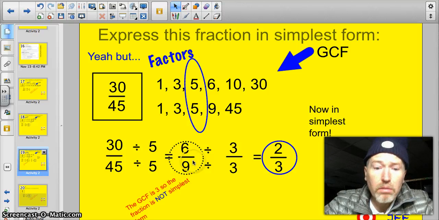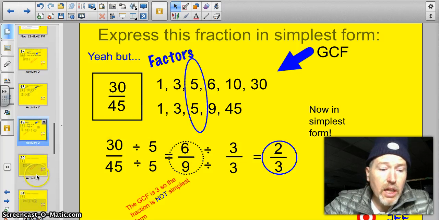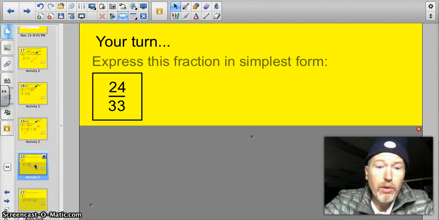All right? So I usually just jump in someplace, especially with larger numbers that I'm unfamiliar with. I just jump in and start reducing with a common factor. I understand greatest common factor is the most efficient way, but it also takes a lot of time to factor out those larger numbers. Okay, let's have you try a couple of examples on your own. Here you go, your turn. Express this fraction in simplest form and go ahead and pause the video.